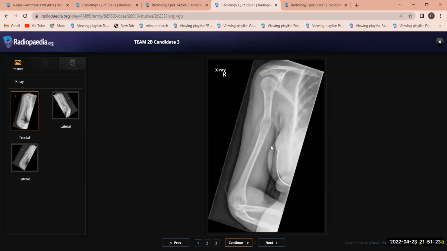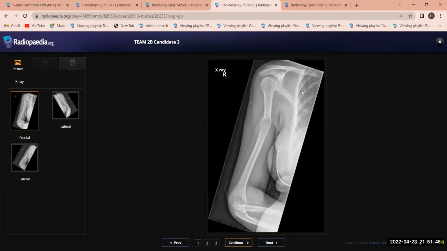And MRI is done to look for, like you told, the extent of the intramedullary component, any involvement of the neurovascular bundle, and the extent of soft tissue involvement, right? Not for looking at the matrix. We should not say anything about matrix on the MRI. Matrix is assessed on the X-ray.